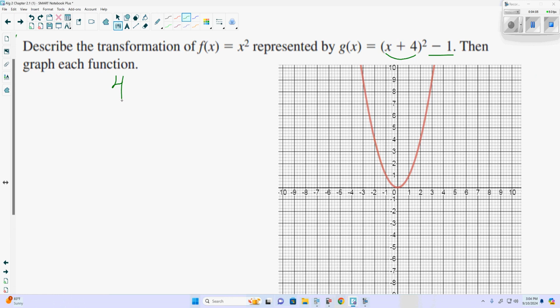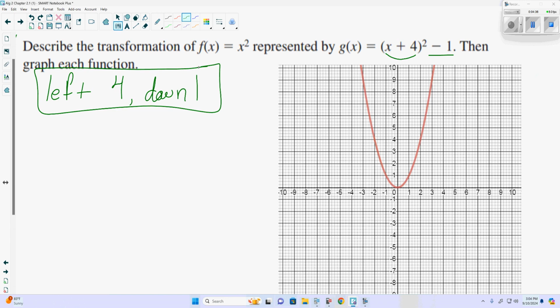To the left. Oh, because it's opposite, yeah. So since it's x plus 4, it would be left 4. If it was x minus 4 inside those parentheses, it would be right 4. The minus 1 on the outside is telling us how far we move up or down. We'd be moving down 1, because up and down is exactly what it looks like. So the minus 1 would be down 1.